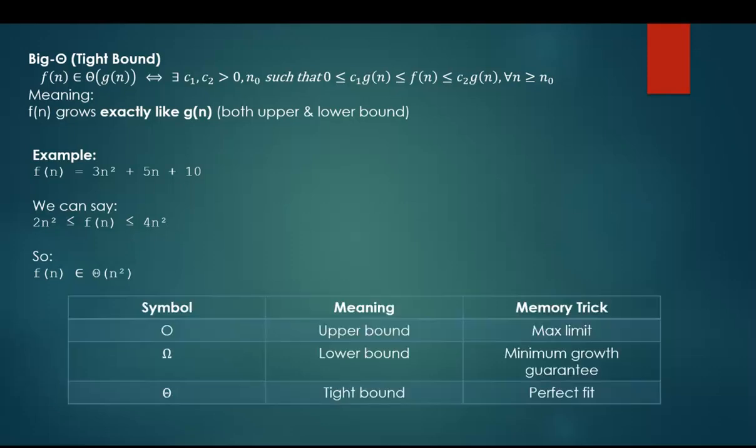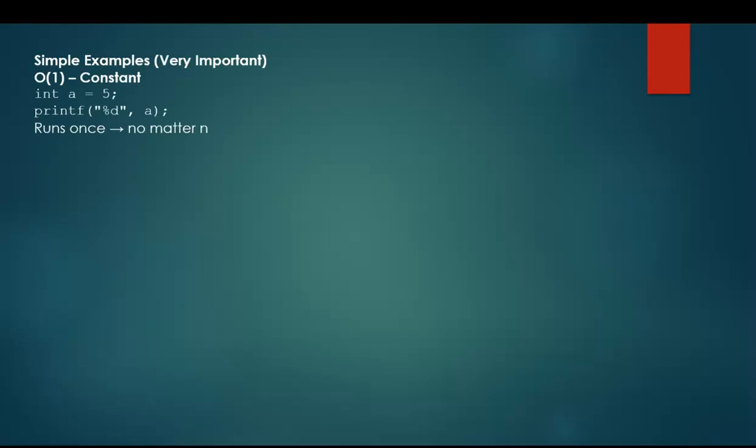Fine, done. So to make things simple, there are three symbols of asymptotic notation: big O, upper bound; big omega, lower bound; and big theta, the tight bound. Right? So we have understood the symbols and their meanings. So let us see simple examples.